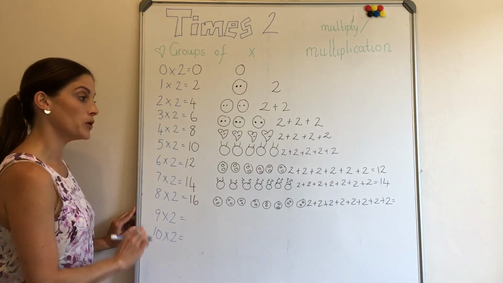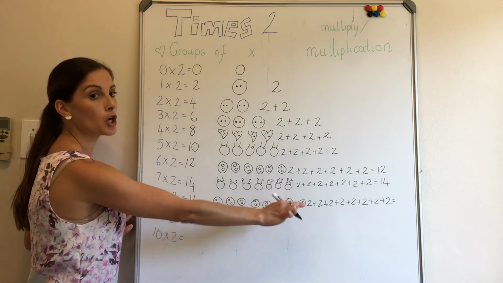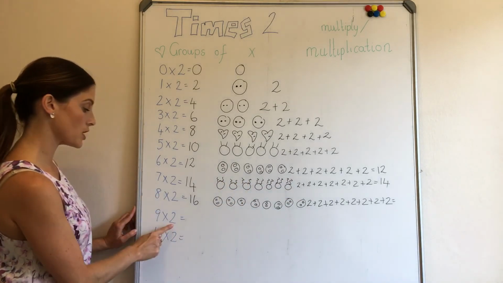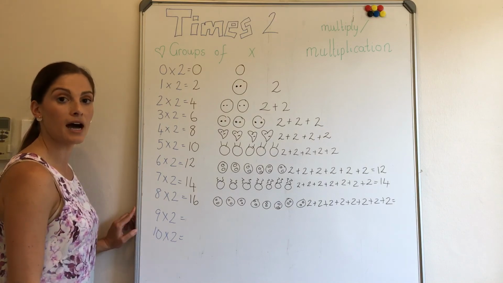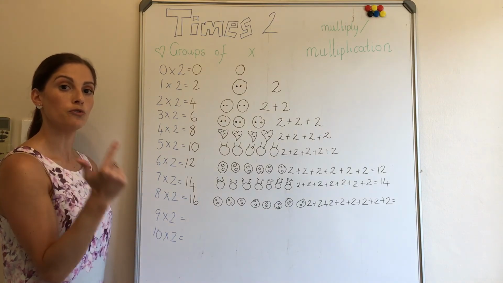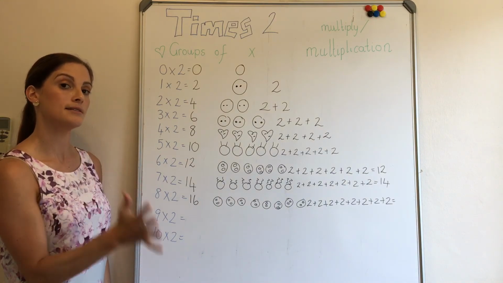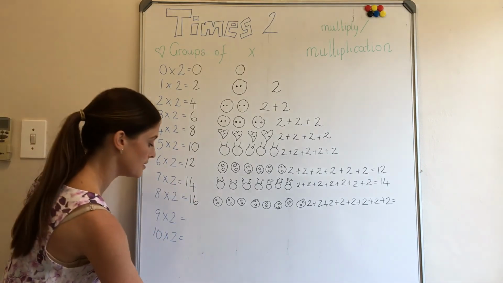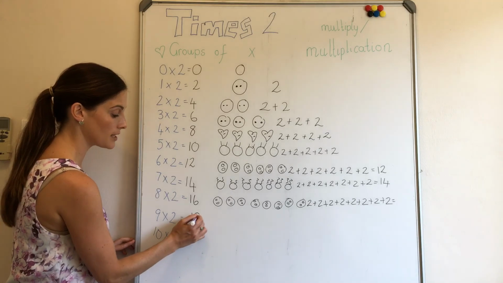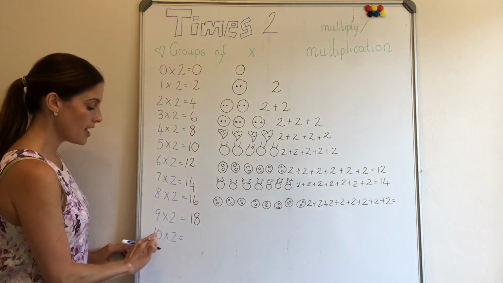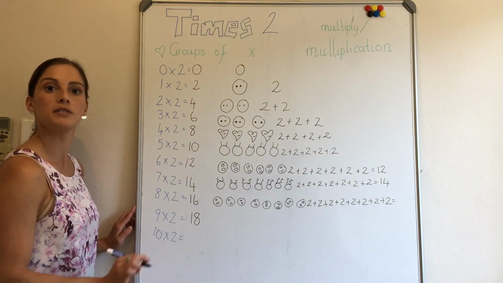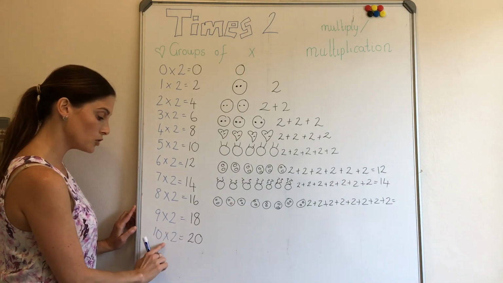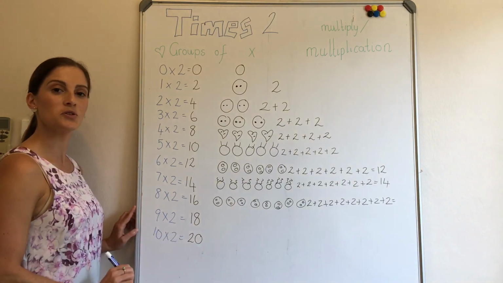9 times 2. Now let's not do the picture, not do the sum, and we're just going to count in 2s. So we are going to count in 2s until we have 9 fingers. 2, 4, 6, 8, 10, 12, 14, 16, 18. Remember, double 9 is 18. And 10 times 2, double 10 is 20. So 10 groups of 2 equals 20.